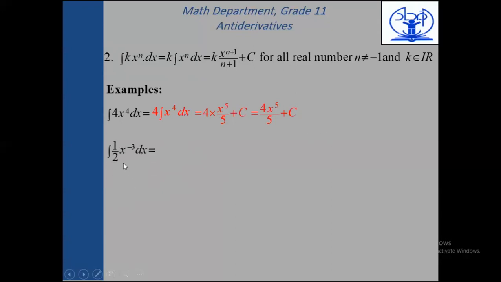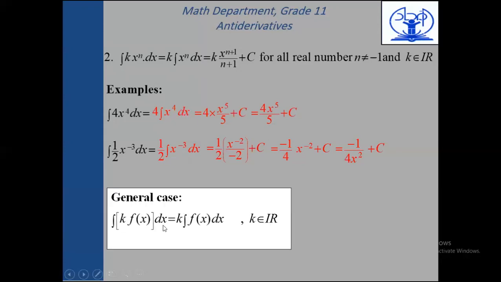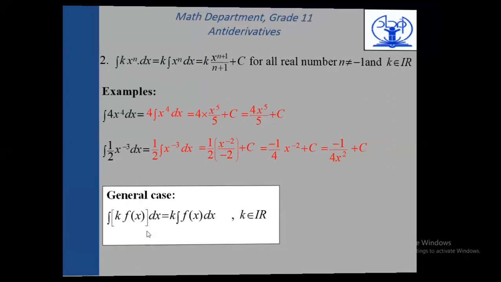What about the integral of half x to the minus 3 dx? Again, you can get this half outside the integral. Now inside the integral, you have x to the n. You add 1 to the negative 3, you will get negative 2, and you divide by this negative 2. Simplifying, you will get minus 1/4 x to the minus 2, which is minus 1 over 4x squared plus c. So in general, if you have k times any function, you can get this k outside, then you integrate the function itself.